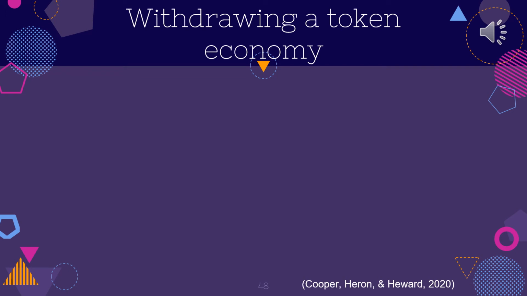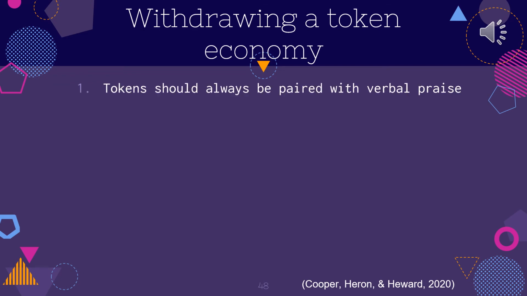Next, we will cover how to withdraw a token economy. There are 6 guidelines that Cooper, Heron, and Heward have identified that will allow the practitioner to develop and later withdraw token reinforcers effectively. First, tokens should always be paired with verbal praise while the token economy is in effect. This pairing will help to establish praise as a learned reinforcer.